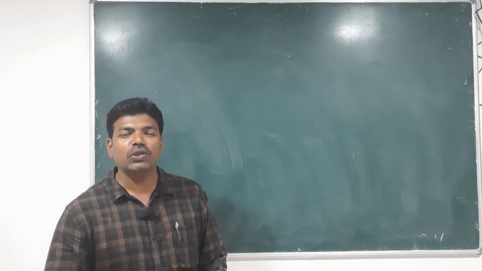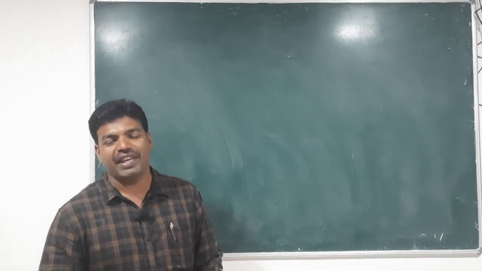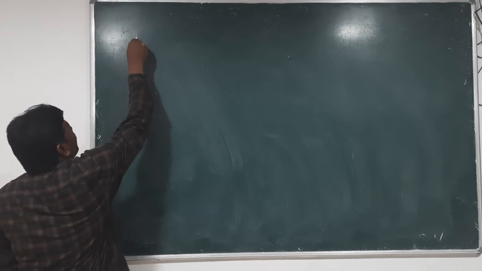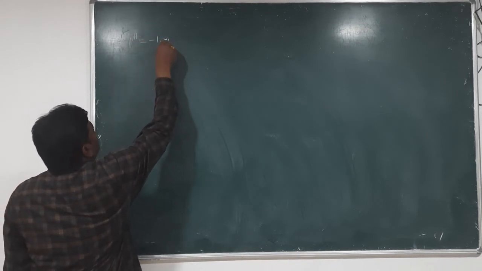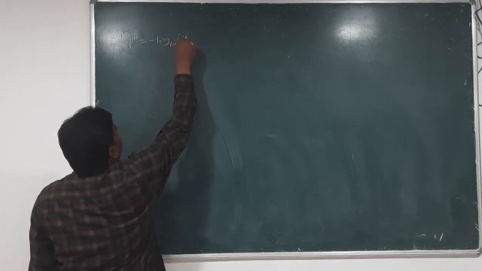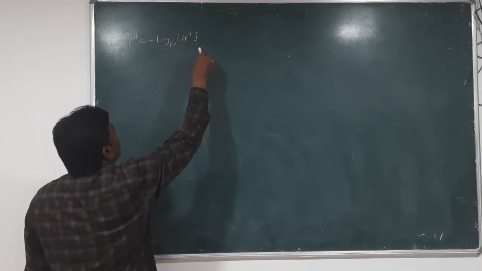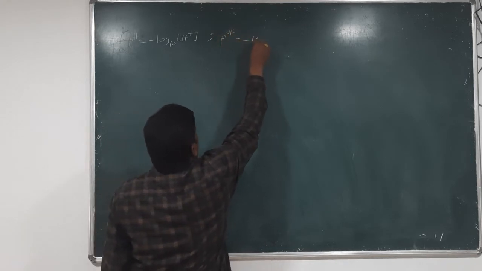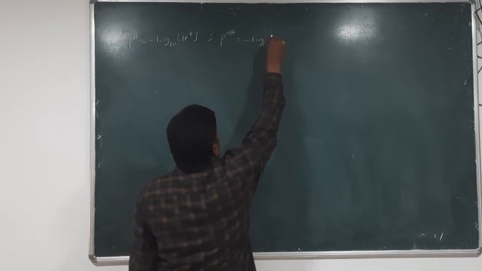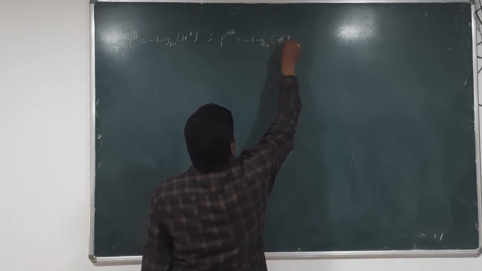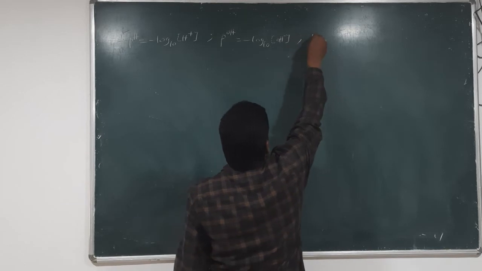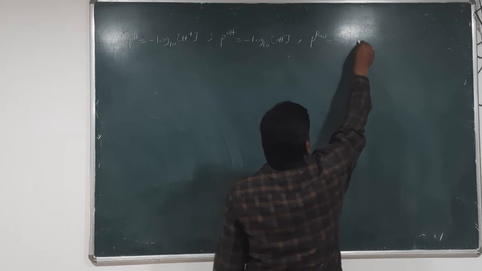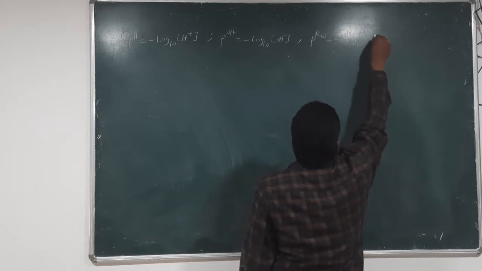Now we shall go through the different cases of pH. pH is the negative logarithm to the base 10 of the concentration of H plus ions, pOH is equal to the negative logarithm to the base 10 of the concentration of OH minus ions, and pKw is equal to the negative logarithm to the base 10 of Kw.